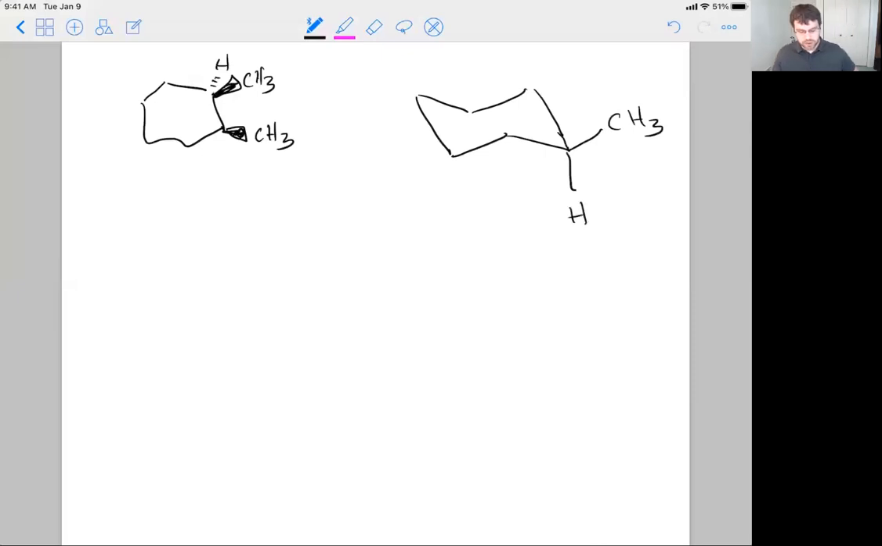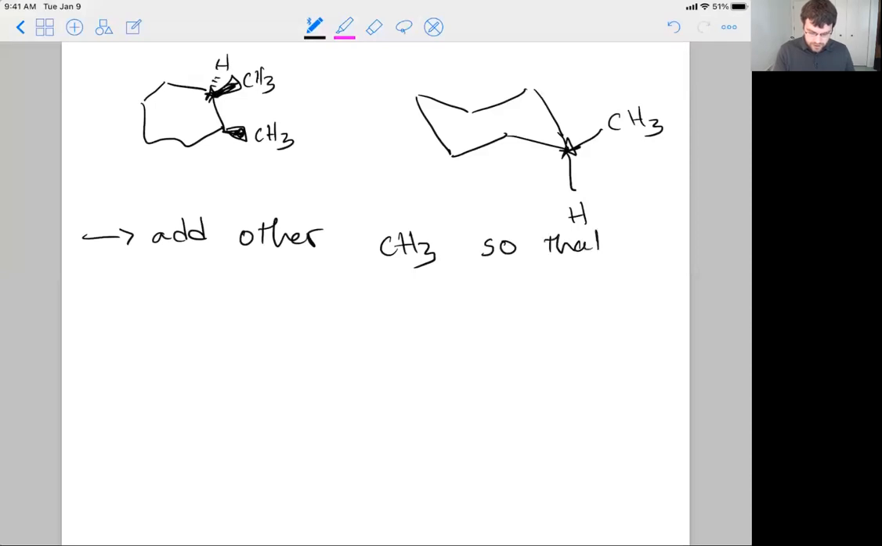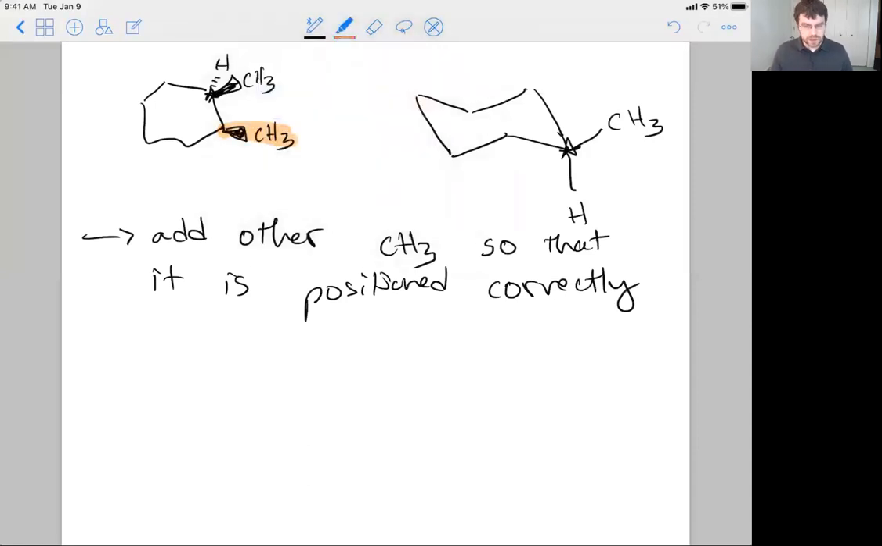So I've redrawn the chair structure, and there's the starred carbon, which matches that carbon. Remember, I could pick any of those carbons to kind of be the substituents. So here's kind of a little trick that can help us determine the relative positions. So the goal here is to add the other CH3 so that it is positioned correctly. Now, what I mean is if you look at that CH3, the second CH3, it is right next door to the carbon atom with the star, right? It's right next door, one carbon away.